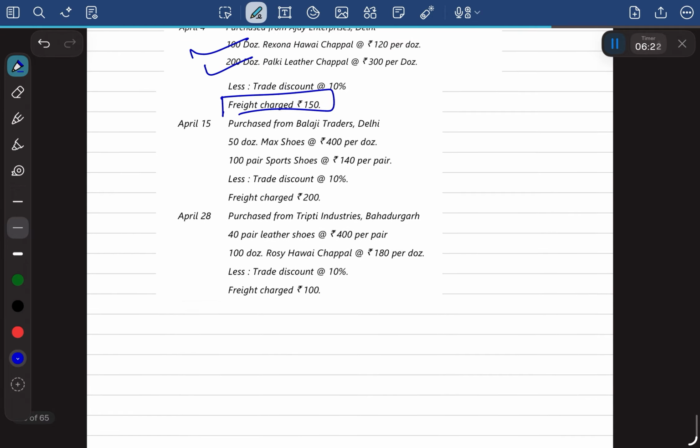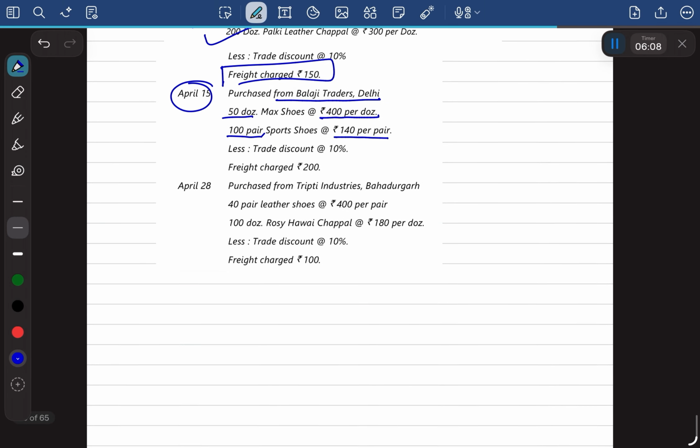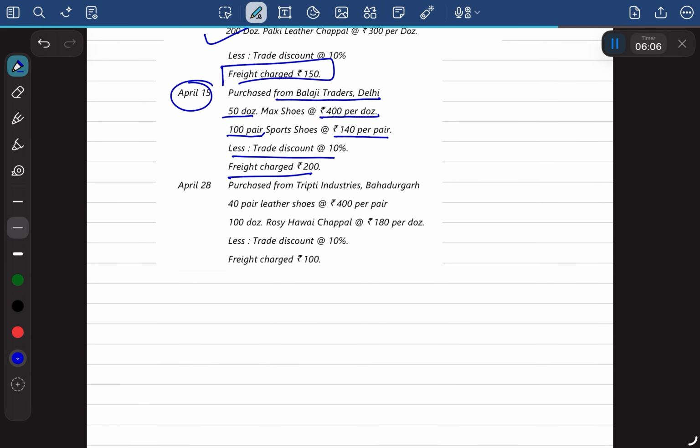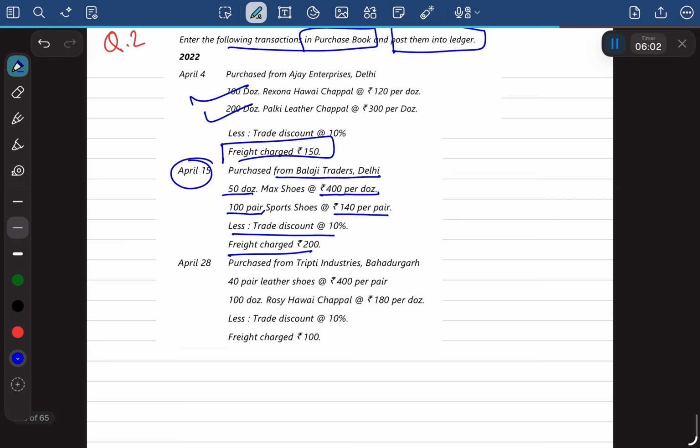And the next transaction, April 15: purchased from Balaji Traders, Delhi, 50 dozen Max shoes at the rate of 400 per dozen, 100 pairs sport shoes at 140 per pair, less trade discount, freight charged. Same as the question above. Freight charge means carriage, transportation charges.